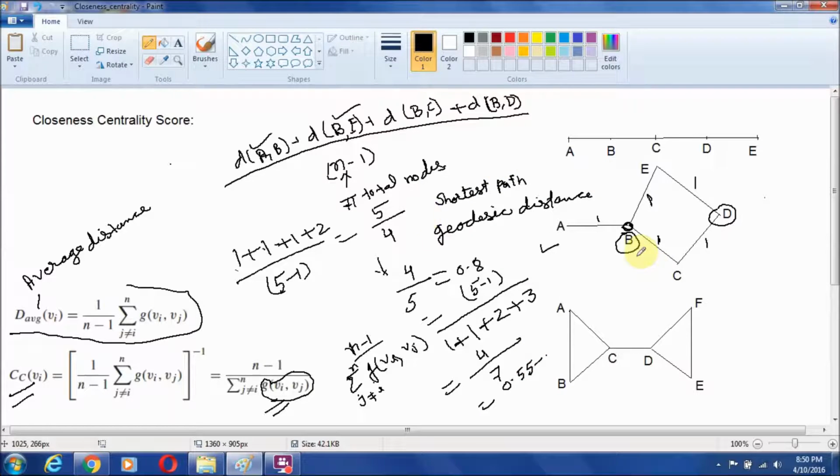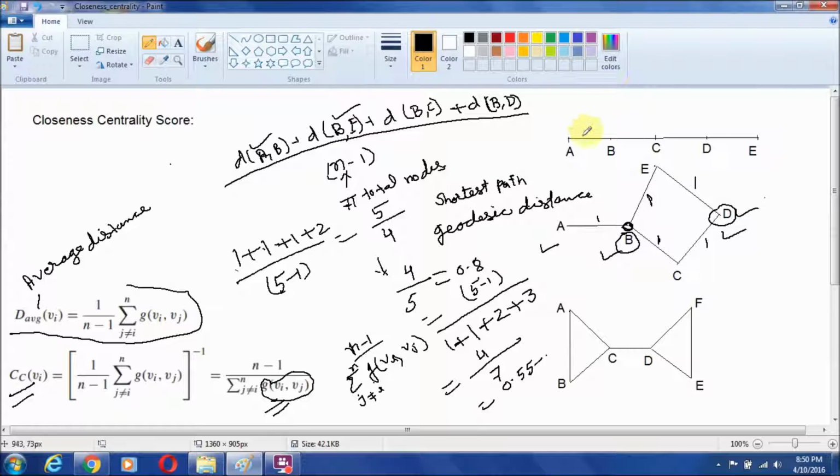Now from the closeness centrality score, it is clear that node B is more central, or closer to all other nodes in the graph, with respect to node D.